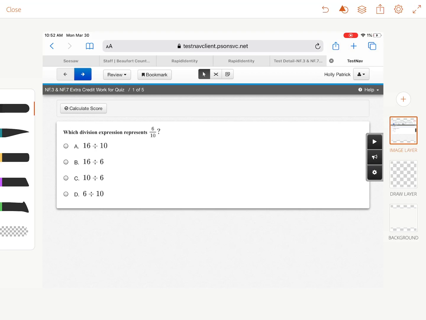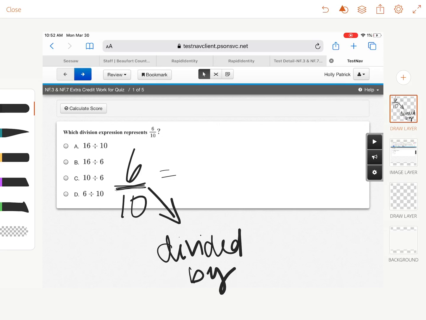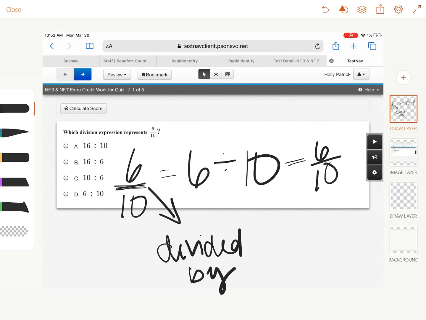So let's start off by answering this one. Which division expression represents 6/10? Okay, so let's talk about the fraction 6/10, okay? 6/10, remember all division problems can be written as a fraction. So 6/10 is the same as, well, this fraction bar right here makes us say something very special. And it actually makes us say divided by. So 6/10 is the same as 6 divided by 10, okay? Which is actually going to give us 6/10 since 6/10 is already a proper fraction.